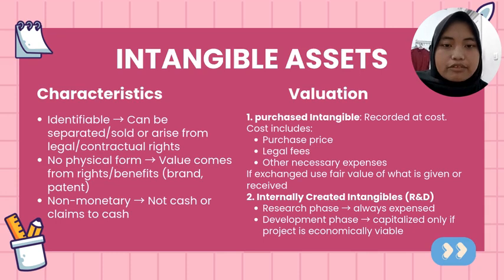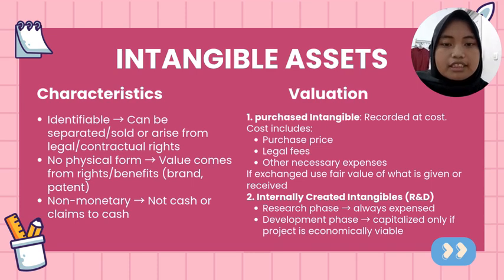The second is valuation of intangible assets. The first one is purchased intangible assets, which are recorded at cost, and the cost includes the purchase price, legal fees, and other necessary expenses. And if the cost is unclear, use the fair value of what is given or received.